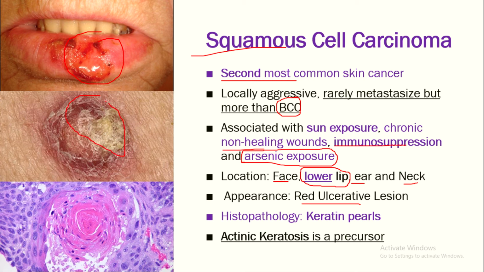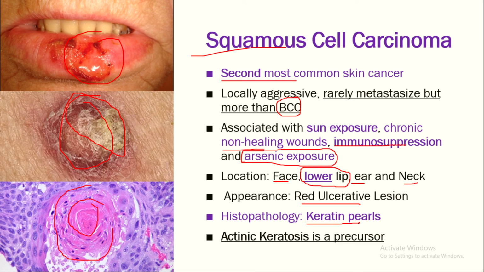What is very important to understand and recognize is the histopathology. In the histopathology of squamous cell carcinoma, we have this accumulation of keratin, and we call it keratin pearls. It is very unique and very beautiful and very easy to memorize and recognize in your examination. The keratin pearls are always associated with squamous cell carcinoma.